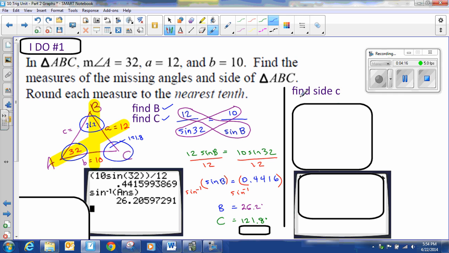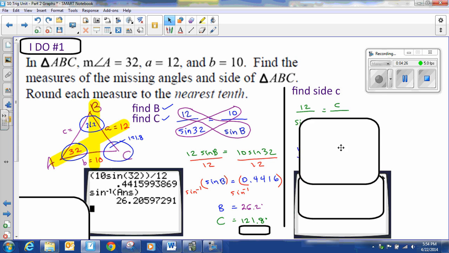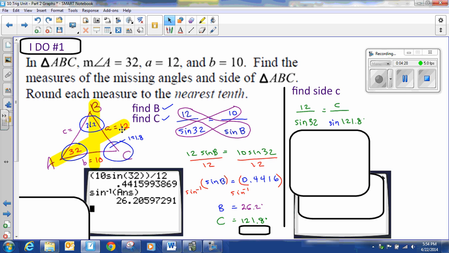Okay, the last thing to do is to find side C. And we have many options here. And I went ahead and chose pretty much the first ratio was the same. That was given. And instead of 10 over sine B, we already know that. We're going to use C over sine C. So C over 121.8.